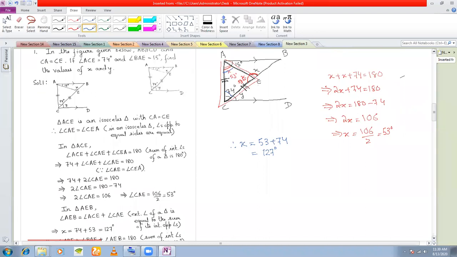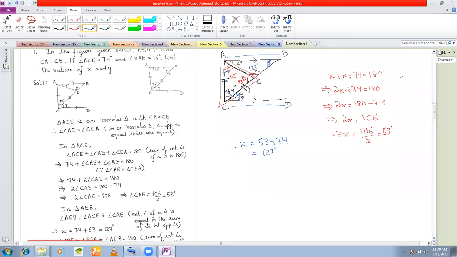Now what about y? Once we get x, let us write this here. x is 127 degrees. Now you see, what about y? You see that these two lines are parallel, right? That means these two must be alternate angles. y and this angle must be alternate angles.